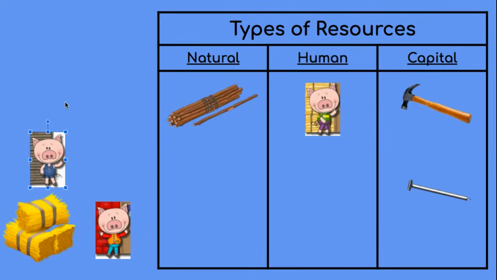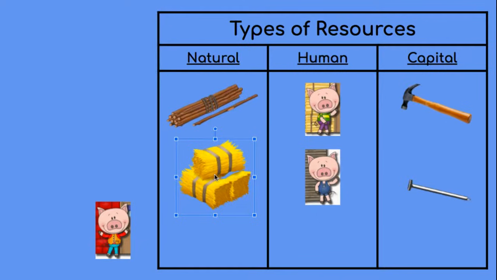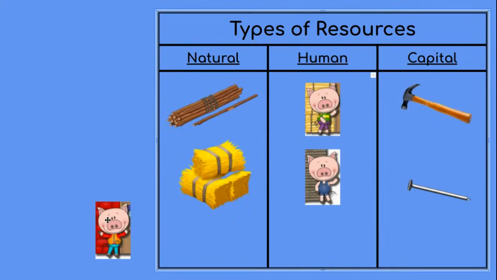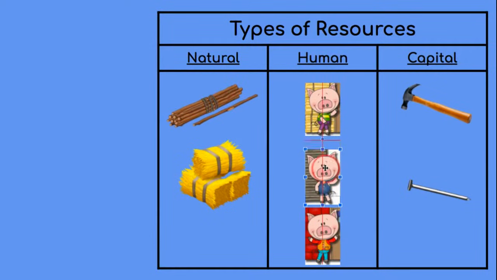Next, we have the second little pig. He helped build, so it was a human resource. He was the manpower behind it. Hay. Hay comes from nature. It's a natural resource. And last but not least, we have the third little pig. And he helped build his house out of brick. Oops. So we are going to move him into human just as well.